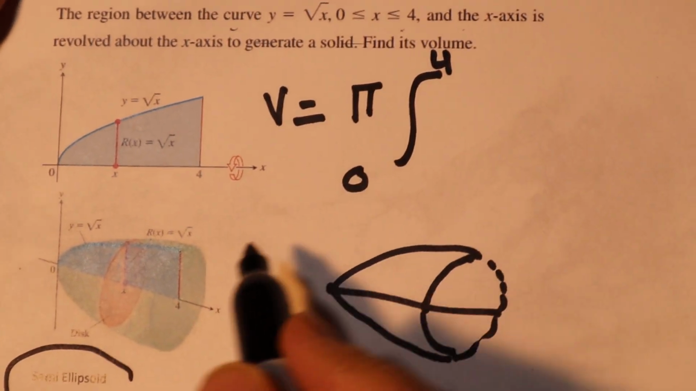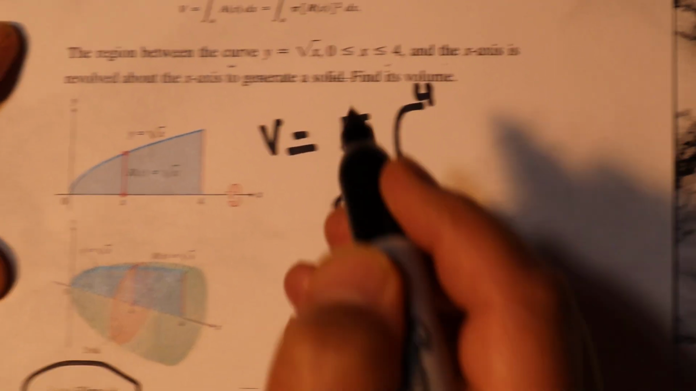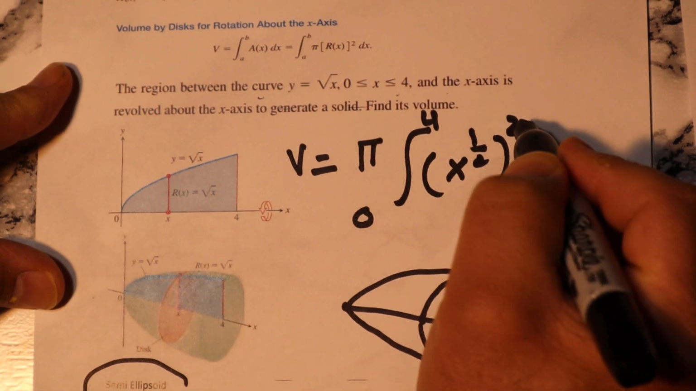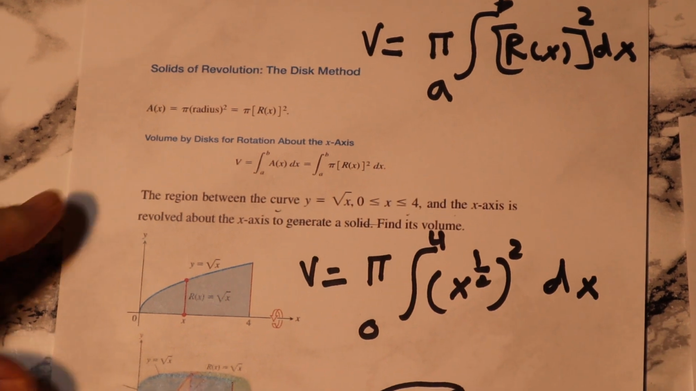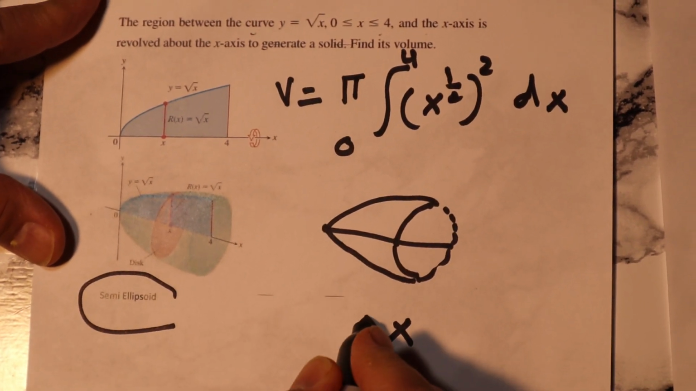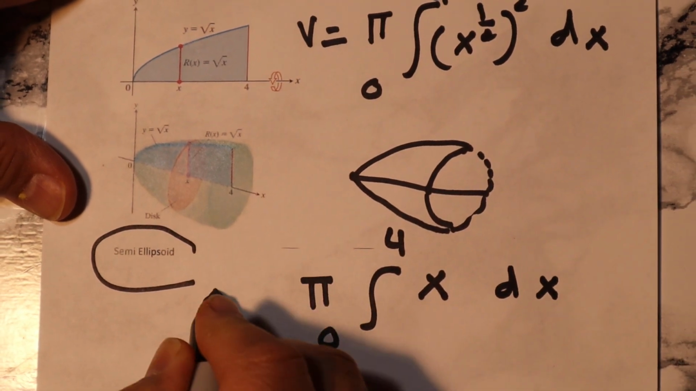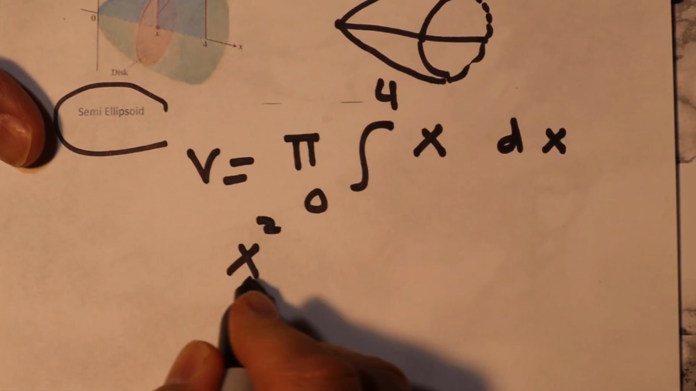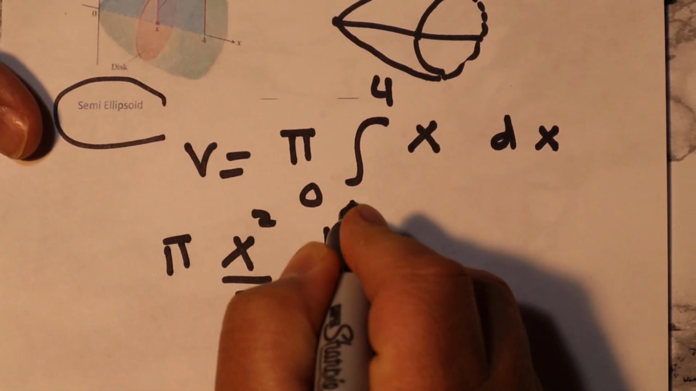And the given function is the square root of x, spun around the x-axis. So it will be x exponent a half, and we square it. So the function is squared, times pi, with respect to x. And now if you multiply a half times 2, it will be x. So you integrate from 0 to 4 of x with respect to x. And the integration of x is x squared over 2. And we still have pi outside. And your bounds are from 0 to 4.